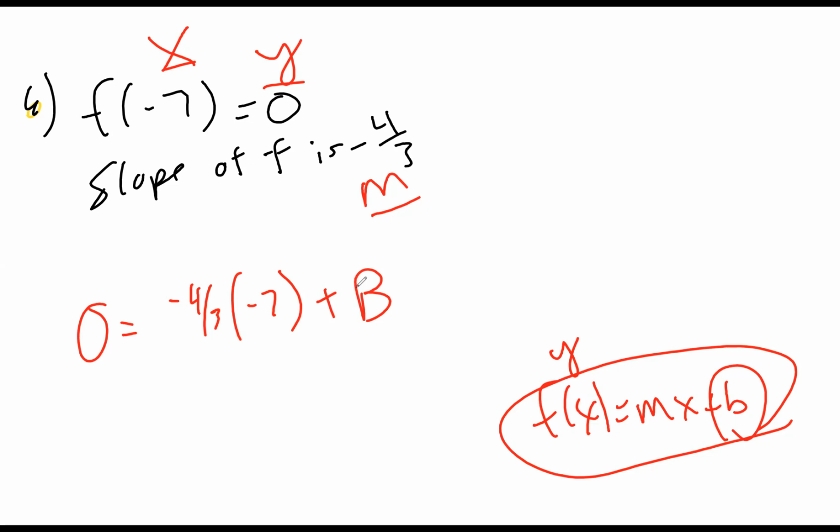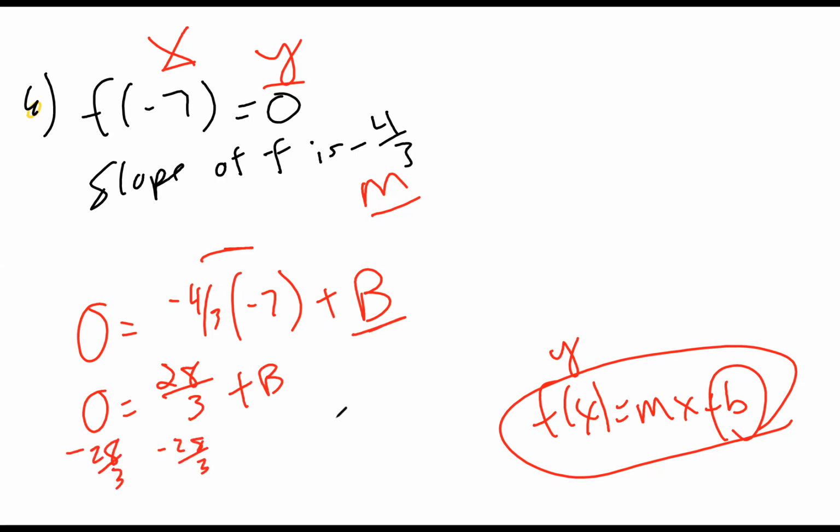Now, probably my guess is we're going to want a calculator right here, okay? So we're going to get 0 equals, when I do this particular multiplication, what number am I going to get? It's going to be like 28 over 3, and that's going to be plus b. All I'm trying to do here is solve for b, so I'm going to subtract 28 over 3 from both sides, and I'm going to get that b equals -28 over 3.